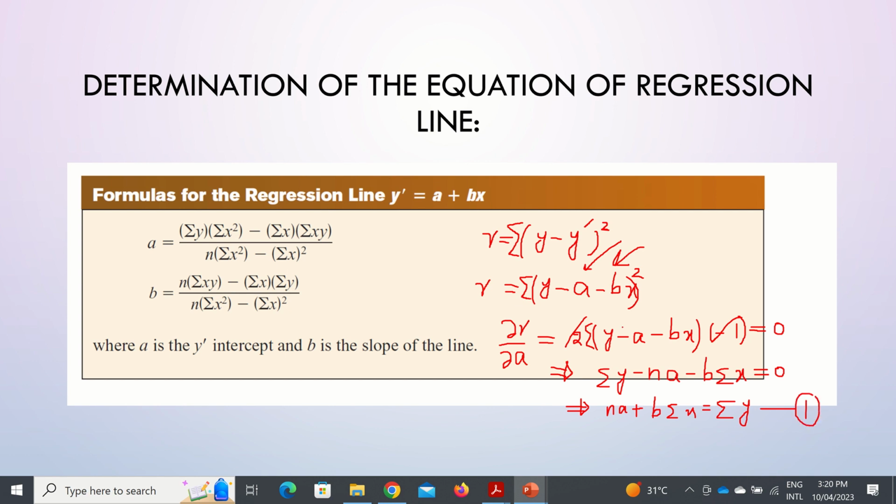Now we will be minimizing this R with respect to b as well, so we need to take the partial derivative with respect to b.